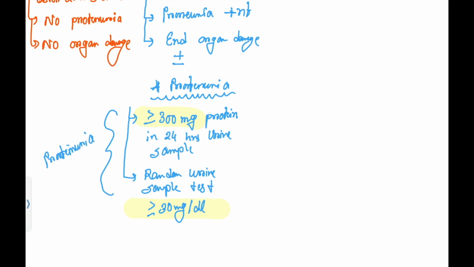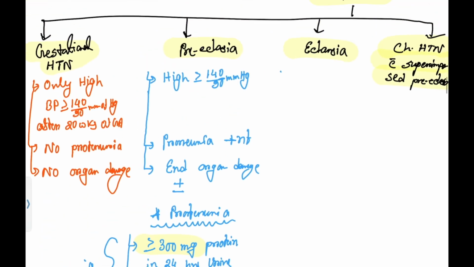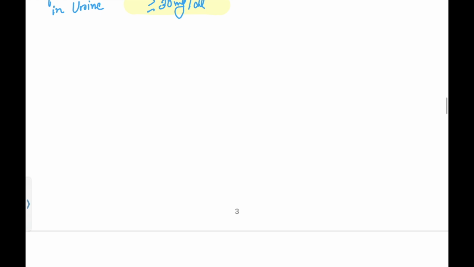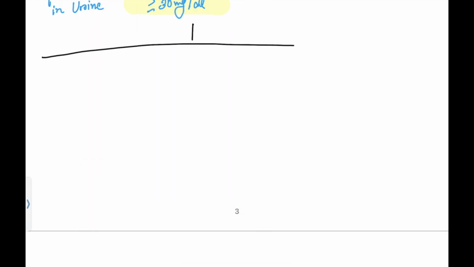Proteinuria means presence of protein where? In the urine sample, in urine. That is the definition of proteinuria. Okay, so we classified preeclampsia as well. Now preeclampsia is further classified. We will further classify preeclampsia as mild preeclampsia and severe preeclampsia.